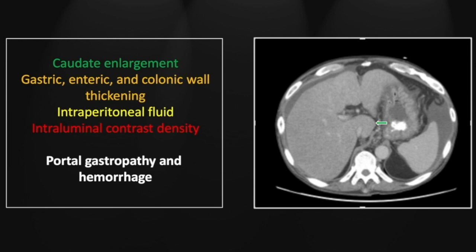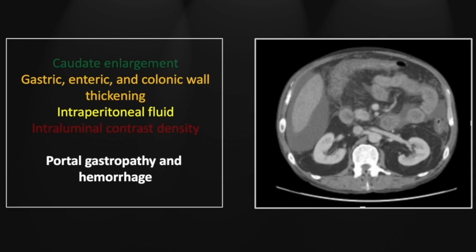We have the enlargement of the caudate lobe and a fine nodular contour abnormality of the liver. You can see here the pronounced hypodense wall thickening with contrasting enhancement of the gastric mucosa. There is quite a bit of intraperitoneal fluid as well, and obviously the greatest concern here is this intraluminal contrast density within the stomach. It looks as though it may be coming from a focal region, which certainly can be the case in hemorrhage from portal gastropathy, although many of my GI colleagues have described this phenomenon as more of an oozing rather than a focal bleeding.